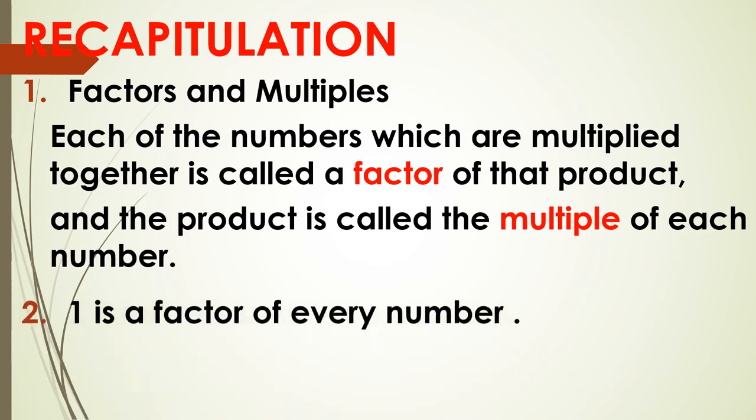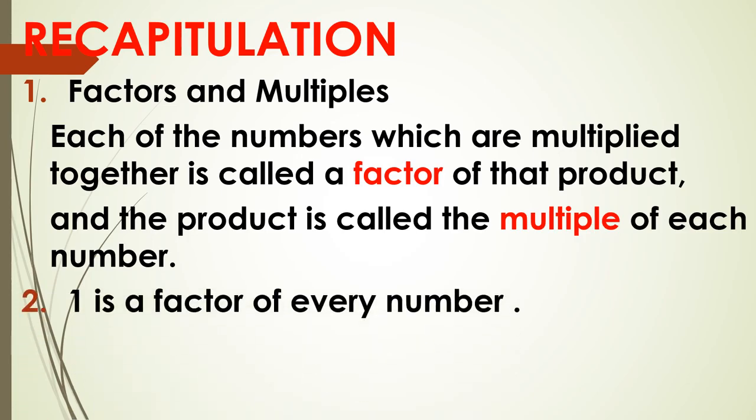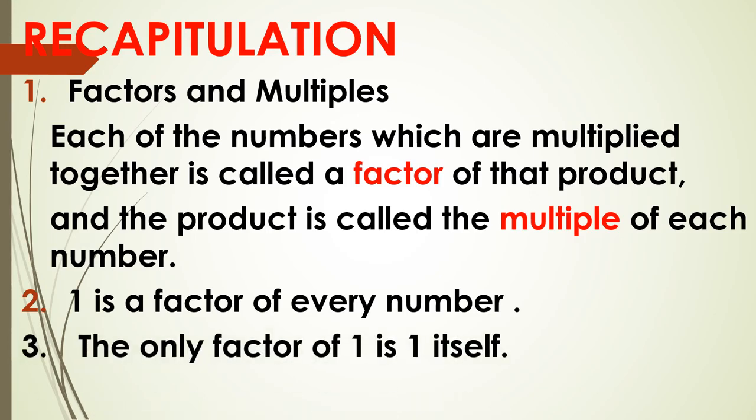Second point, 1 is a factor of every number, as every number comes in the table of 1. 1 7s are 7, 1 8s are 8, 1 9s are 9. So 1 is a factor of every number. Third point, the only factor of 1 is itself. As 1 comes in the table of 1 only, 1 1s is 1. So the only factor of 1 is 1 itself.